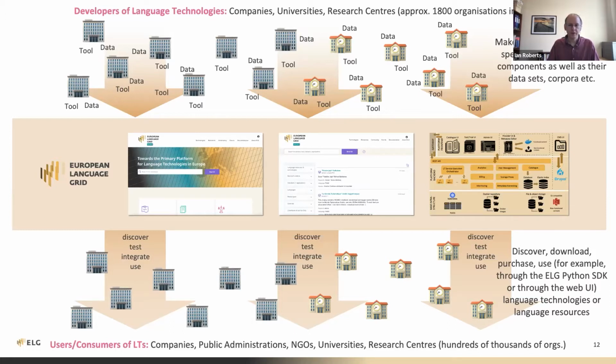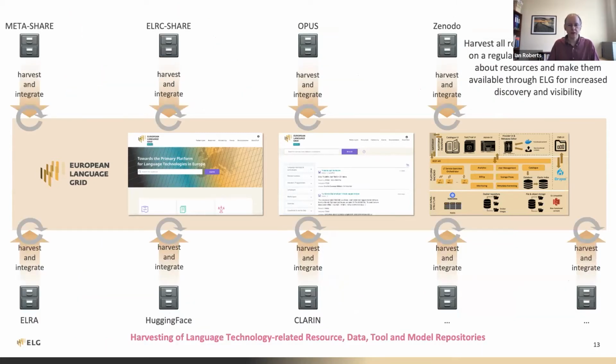Aside from explicit contributions by individual providers, the ELG also harvests metadata records from other relevant repositories on a regular basis. So places like Zenodo, ELRC, Hugging Face, some of which you may have heard of yourselves. Hugging Face is the model library for machine learning models.